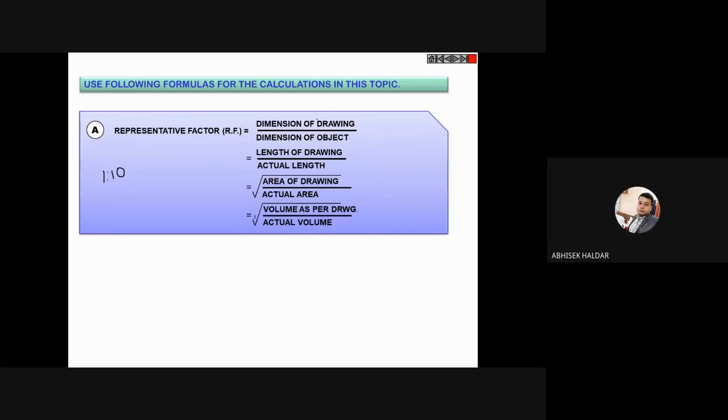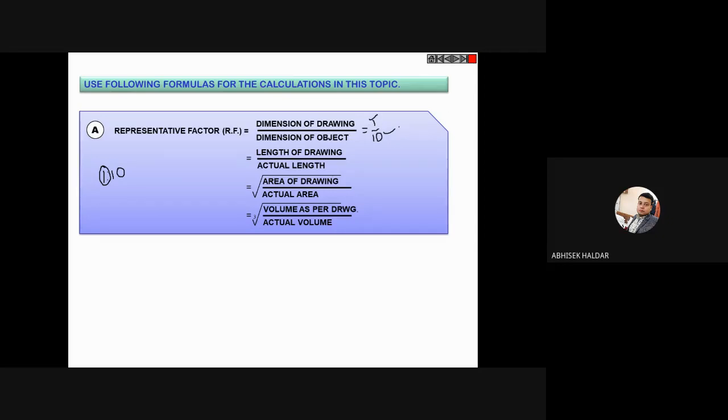Then in the drawing, I am reducing the dimension. I am reducing that 10 units into 1 unit, right? Because I am having 1 upon 10, for example. The dimension of drawing is 1 and the actual dimension is 10. So basically I am reducing the actual dimension for my purpose. This type of scale is known as your reducing scale. From the value of this RF, I can say whether my scale is a reducing scale or an enlarging scale.